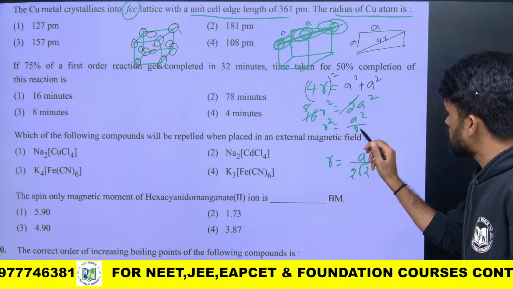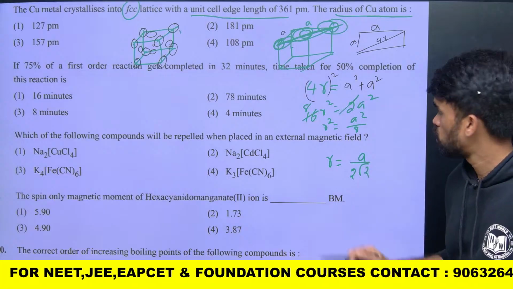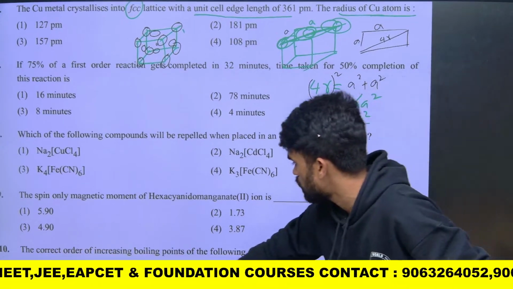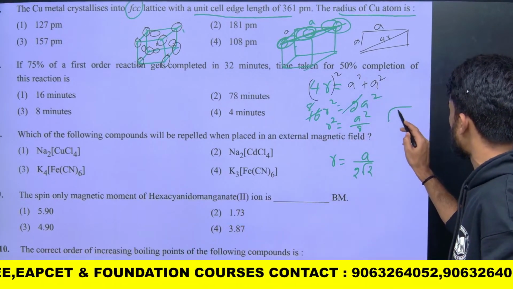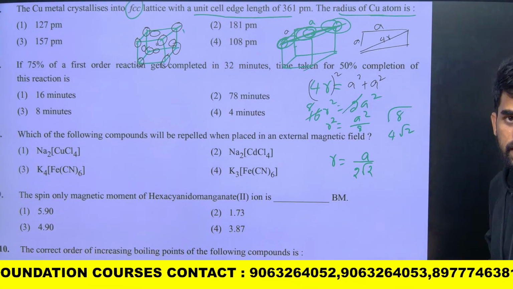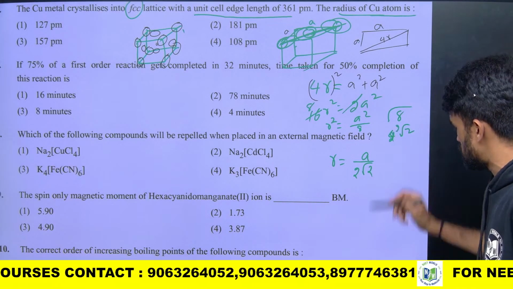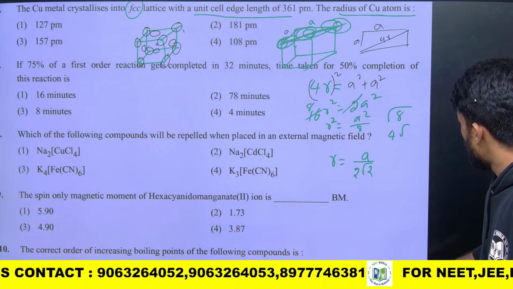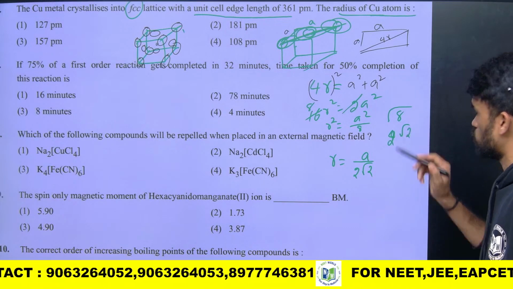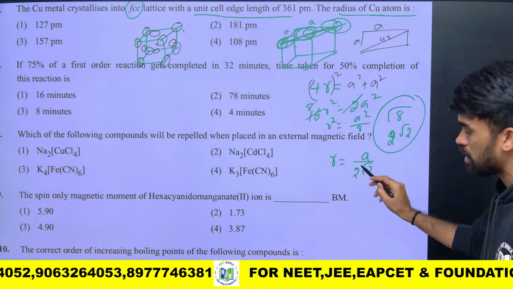So when it is 8, I can write 8 as 4 root 2. Yes or no? 2 squared means 4, that's why I am writing root 8 as 2 root 2. I hope this is clear. So root 8 I am writing as 2 root 2, that's why we got this answer.